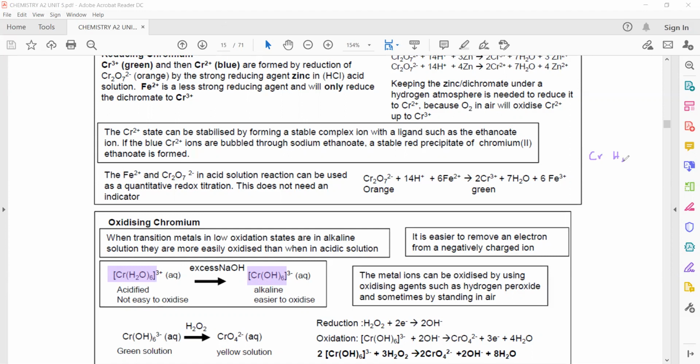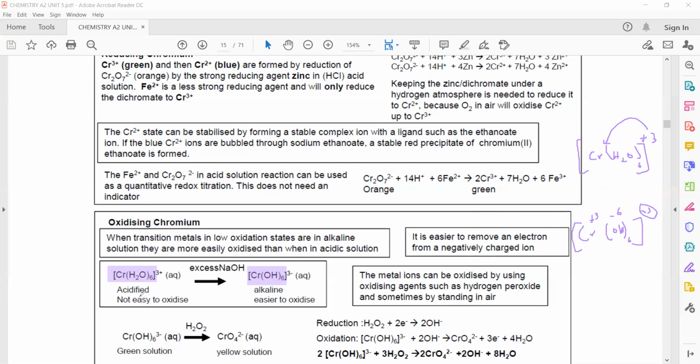Both complexes contain Cr and H2O. Water is a neutral ligand, so water does not have a charge, and the charge on the complex is only because of the metal. So the metal charge is +3. And here, the chromium hydroxide is also a complex, with dative bonds and an overall charge of -3. One hydroxide is -1, so six hydroxides will be -6, and one chromium is +3, which is why the overall charge is -3.